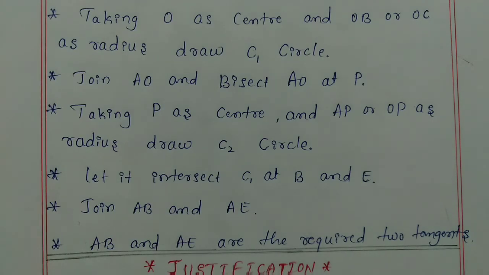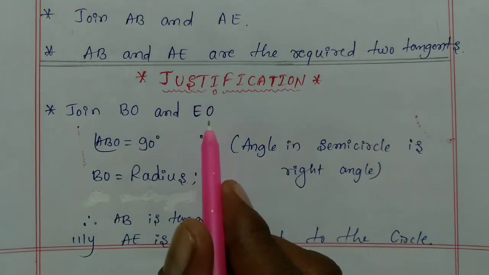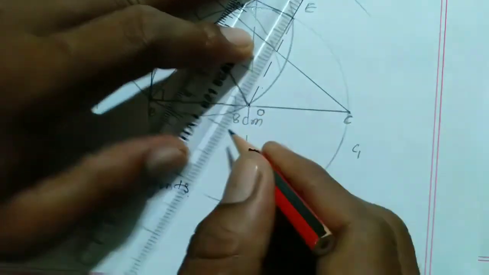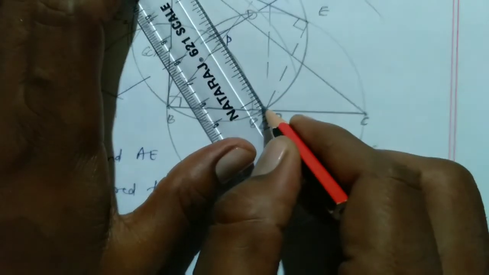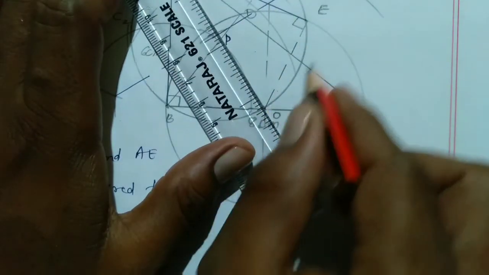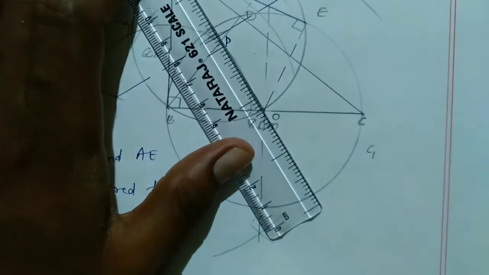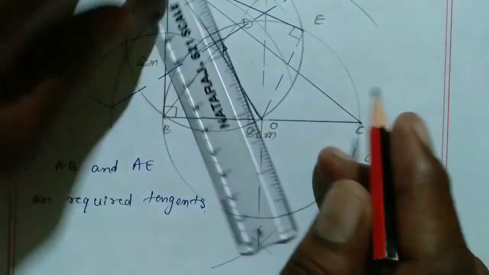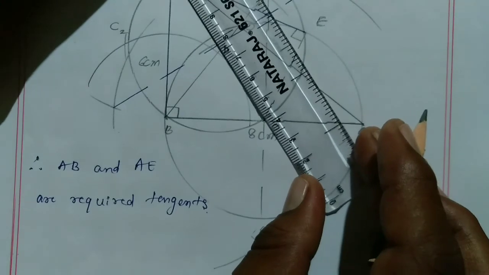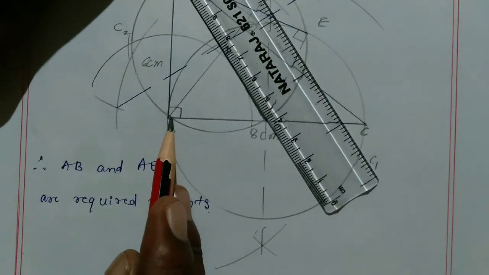So next I will go to justification. Here you can join BO and EO, right? So this is 90 degree, this also 90 degree, because this angle is in a semicircle. Angle in semicircle is always a right angle. Similarly, this is also one semicircle. In this semicircle one angle is there. So angle in semicircle is always right angle.